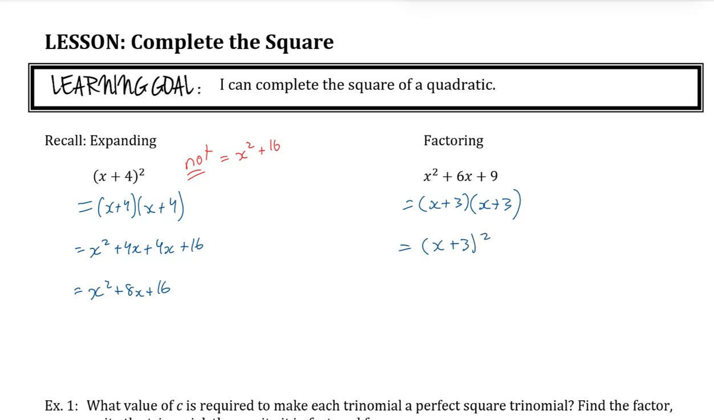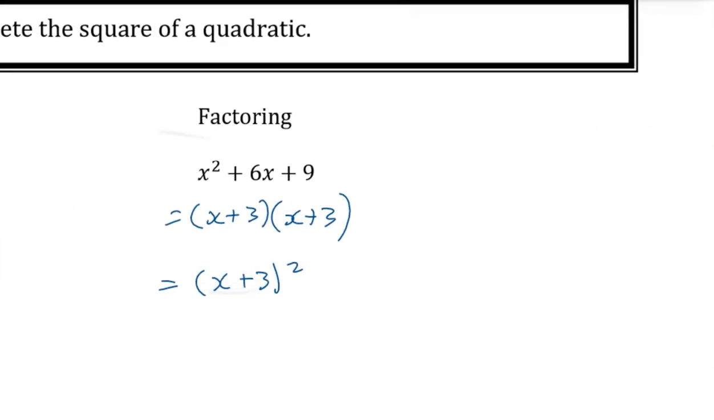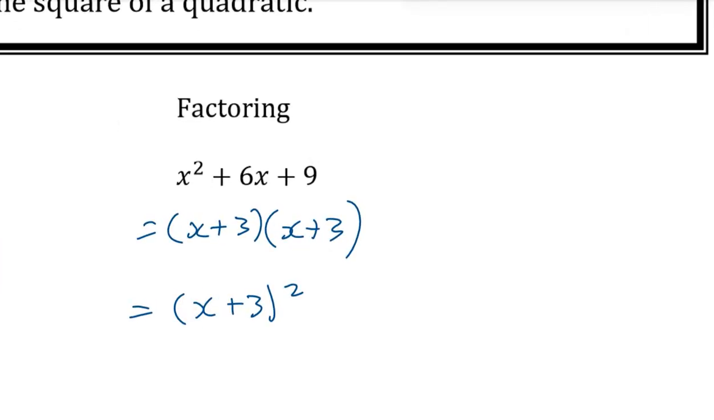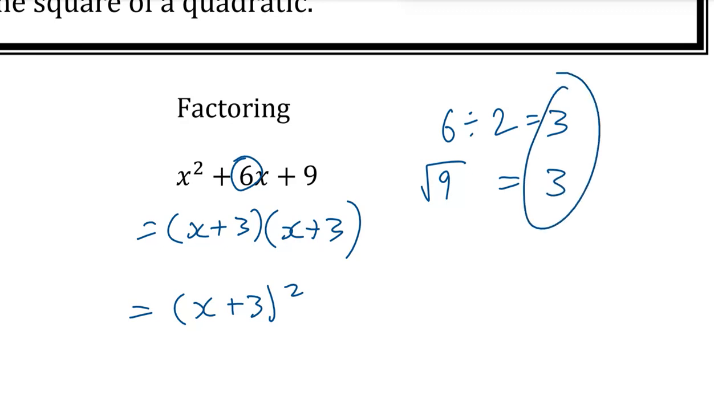So it was the opposite of that first one we did. Take a look at the relationship. What's half of 6? 6 divided by 2 is 3. What's the square root of 9? 3. They're the same. That's called a perfect square trinomial.